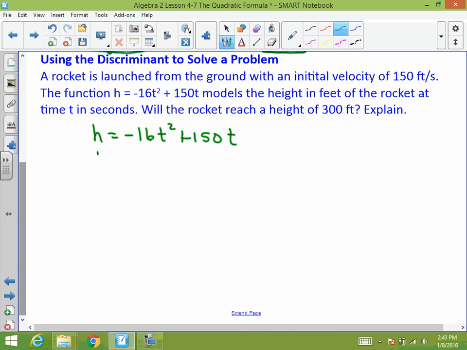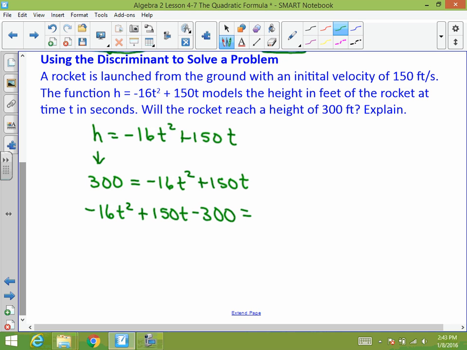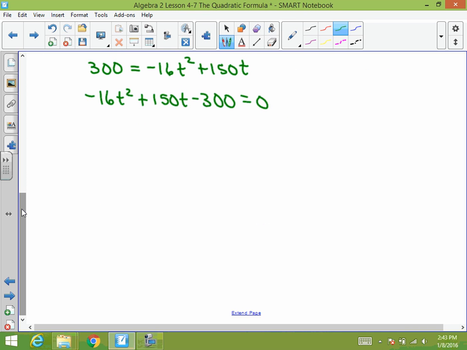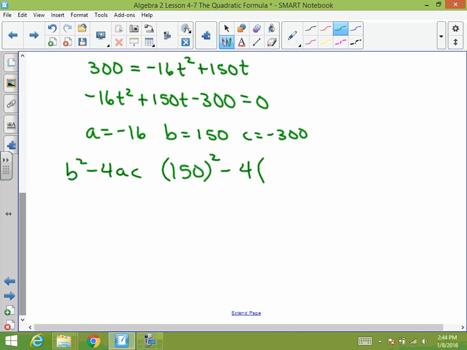So to do that, we want to know, is it going to reach 300? So we're going to put 300 in there, negative 16t squared plus 150t. Let's put this in the right form, so negative 16t squared plus 150t minus 300 equals 0. So we subtracted 300 and moved it to the other side of the equation. Okay, now we're just going to use the discriminant to figure out how many solutions we're going to have. So a equals negative 16, b equals 150, c equals negative 300. So b squared minus 4ac, 150 squared minus 4 times a, which is negative 16, times c, which is negative 300.